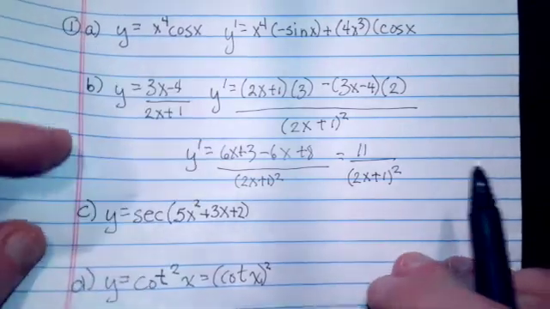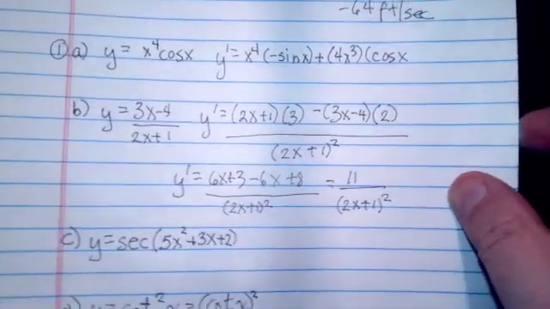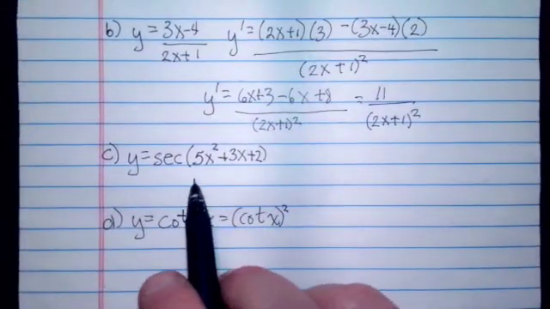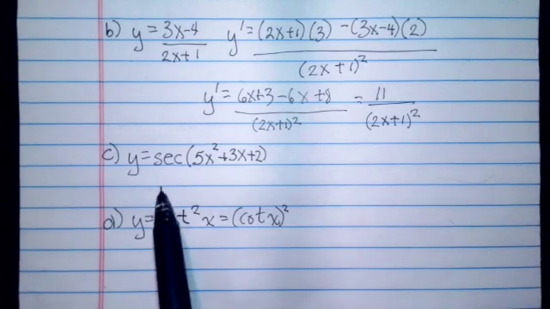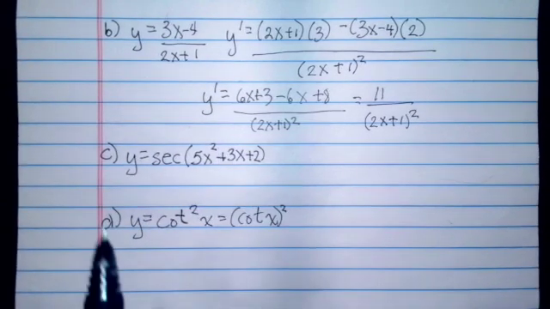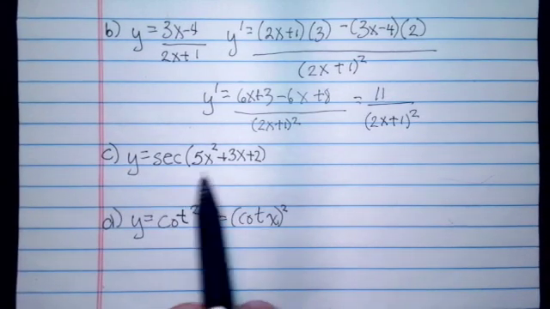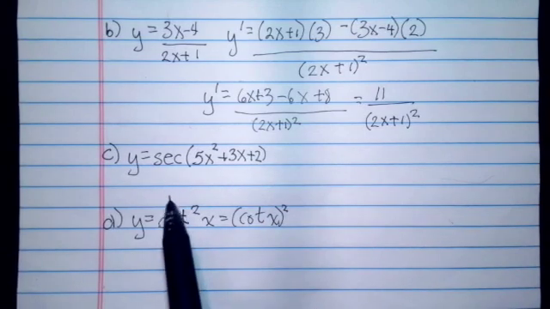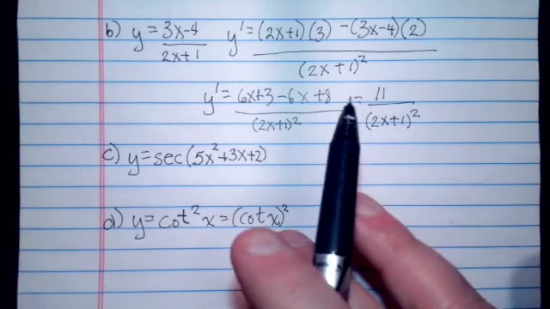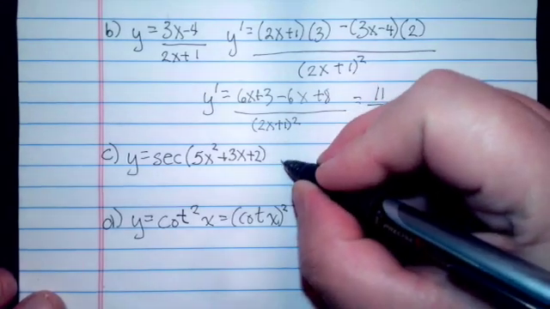In part C, we have the secant of 5x squared plus 3x plus 2. Now, if this were just the secant of x, it would be a very short problem. There would be not much to do. However, we've got the secant of something more complicated than x. We've got a function inside the secant. That means we have a composition of functions, and we need to use the chain rule. Alright, so how's that going to work?